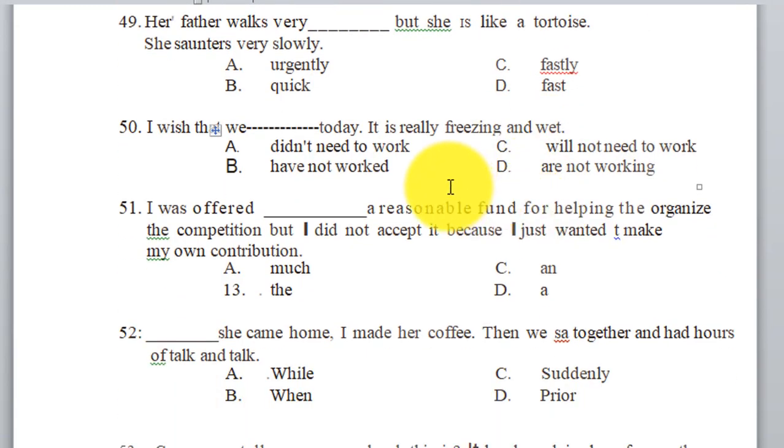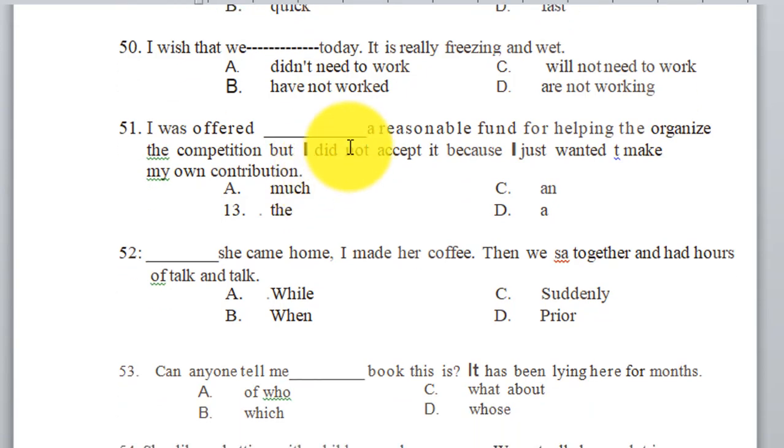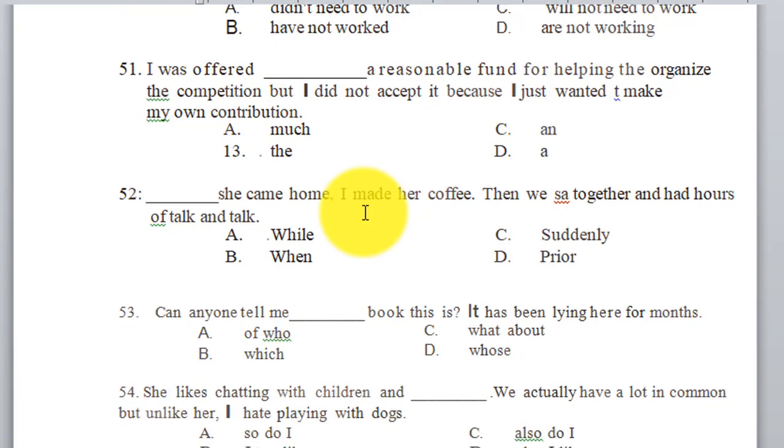Yeah. I wish that we belonged today. It is really freezing and wet. I didn't need to work. Exactly. I wish. Wish plus simple past or past perfect. The rest do not complete the question. Yes. I was offered a reasonable fund for helping the organization. Much. The others cannot be the answer, please. Yes, right. The other question here.